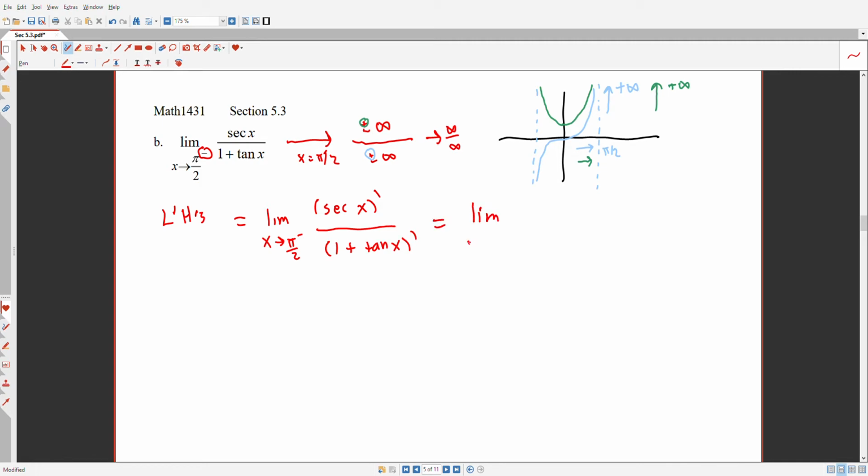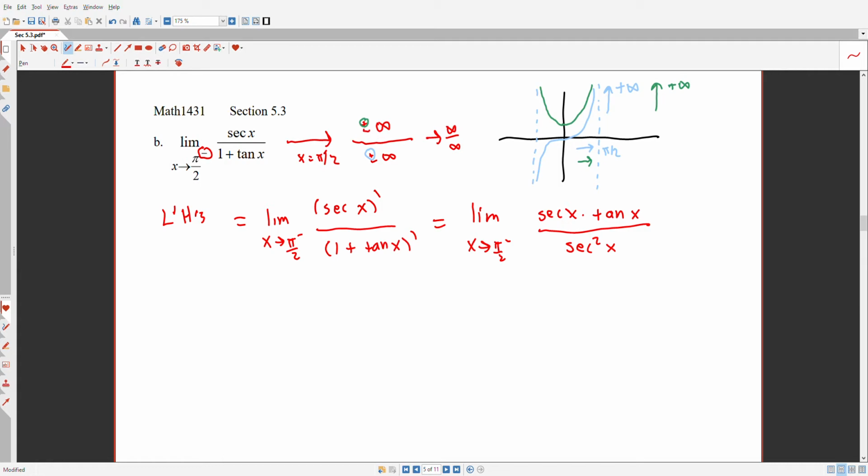And now we've got to remember all of these derivatives. The derivative of secant, if I'm not mistaken, is secant x times tangent x. And the derivative of tangent is secant squared of x.